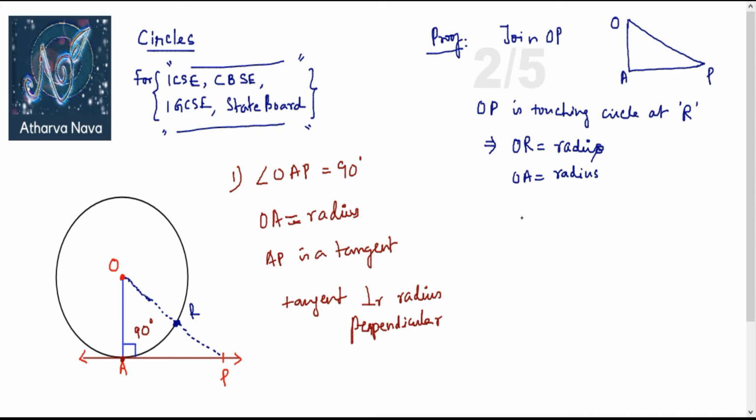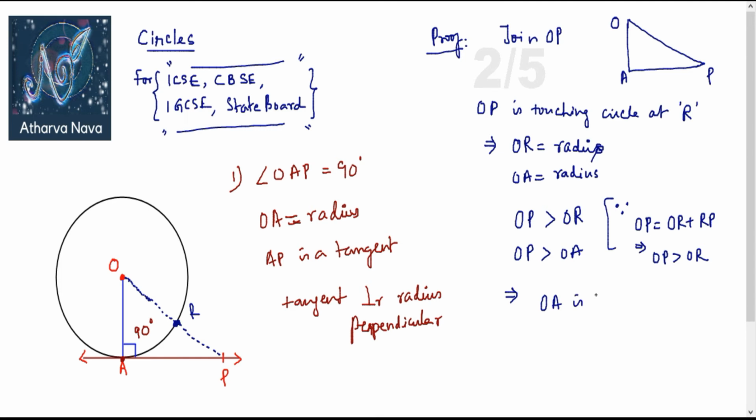Isn't OP greater than OR lengthwise? Why? Because OP equals OR plus RP, which implies OP is greater than OR. If it's greater than OR, I can say OP is greater than OA as well, because both are radii. So this implies OA is the shortest distance on AP. This is my line AP and OA is my shortest.